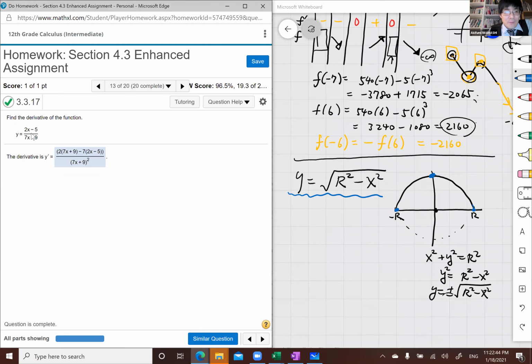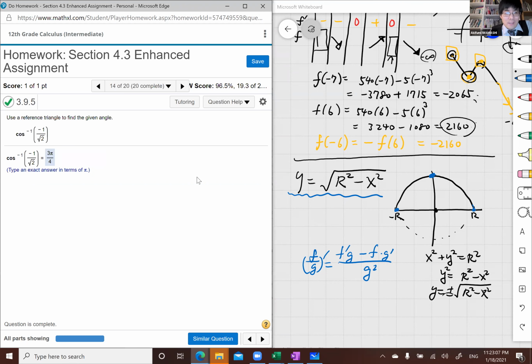Okay, this is just a review question. Find the derivative. And you can use the quotient rule. Remember the quotient rule? When you have a derivative of the quotient, it's the bottom times the top derivative minus the top times the bottom derivative, all over the bottom squared.